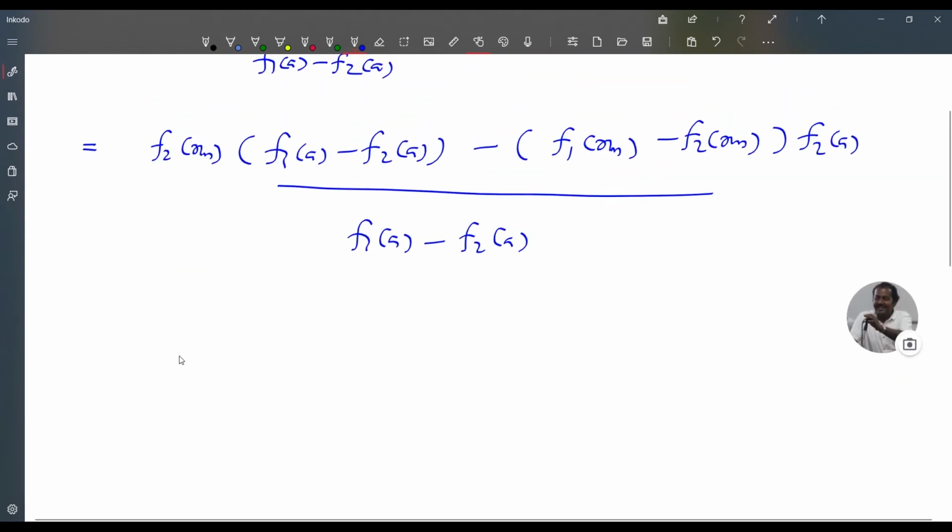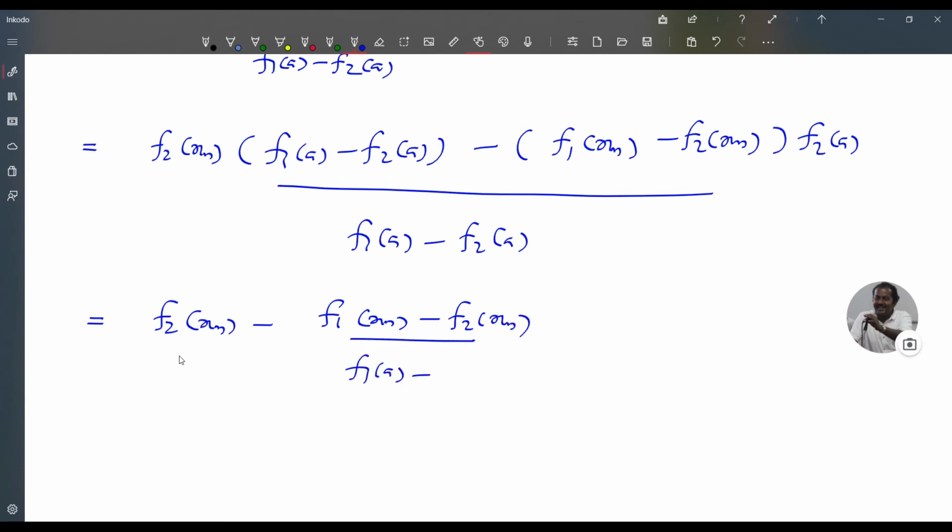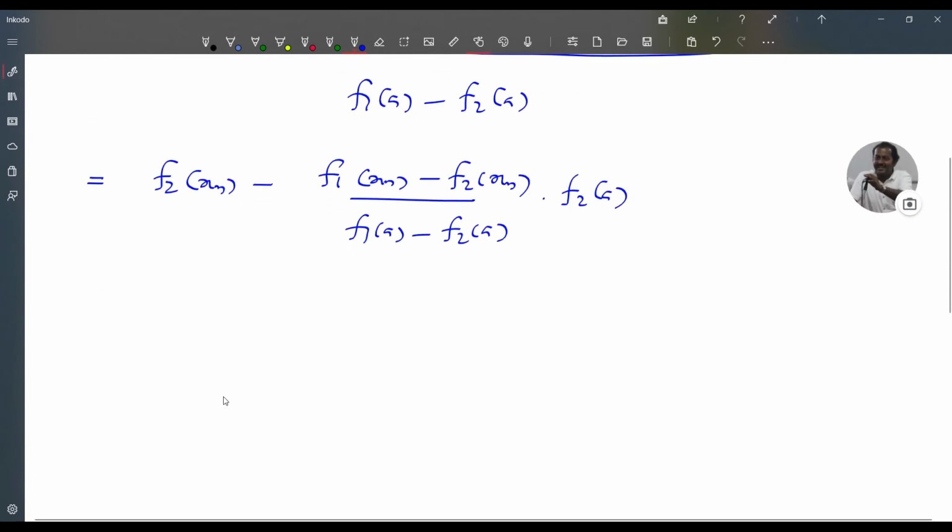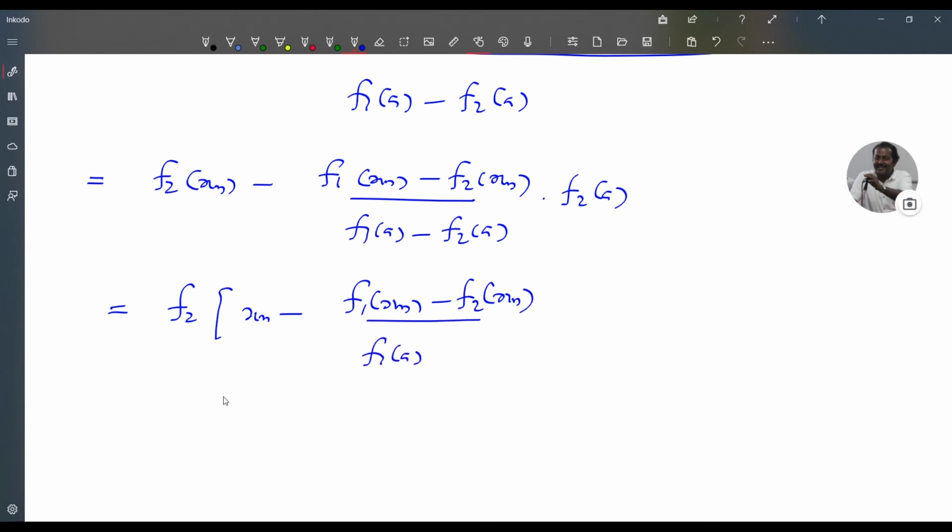So that is equal to f2 of xn minus f1 of xn minus f2 of xn divided by f1 of a minus f2 of a into f2 of a. So that is equal to f2 of xn minus f1 of xn minus f2 of xn divided by f1 of a minus f2 of a into a. So this is f2 of Zn.